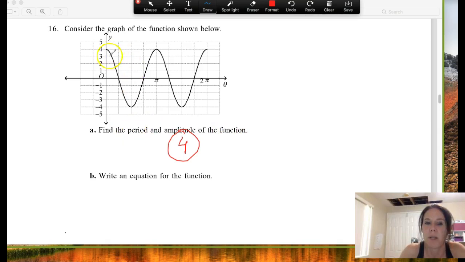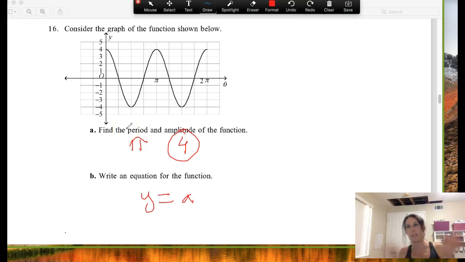Okay, what's the period? Well, how long does it take to do 1 full cycle? You start here, you go down, you come back up, then you go down and come back up. It looks like from 0 to pi, so my period is pi. All right, now I want to write an equation. Y equals A, and then to me this looks like a cosine curve, but you could shift it and make it a sine curve. That would be harder. I would stick with the cosine curve.